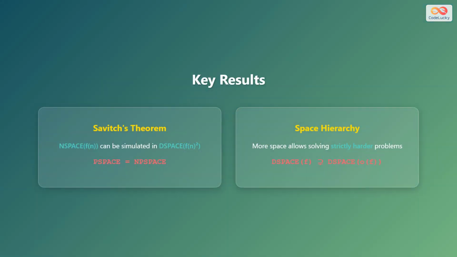Let's summarize the key results. Savitch's theorem tells us that NSPACE(f(n)) can be simulated in space f of n squared, leading to the conclusion that PSPACE equals NPSPACE. The Space Hierarchy Theorem tells us that more space allows solving strictly harder problems. Formally, SPACE(f) is a strict superset of SPACE(o(f)).